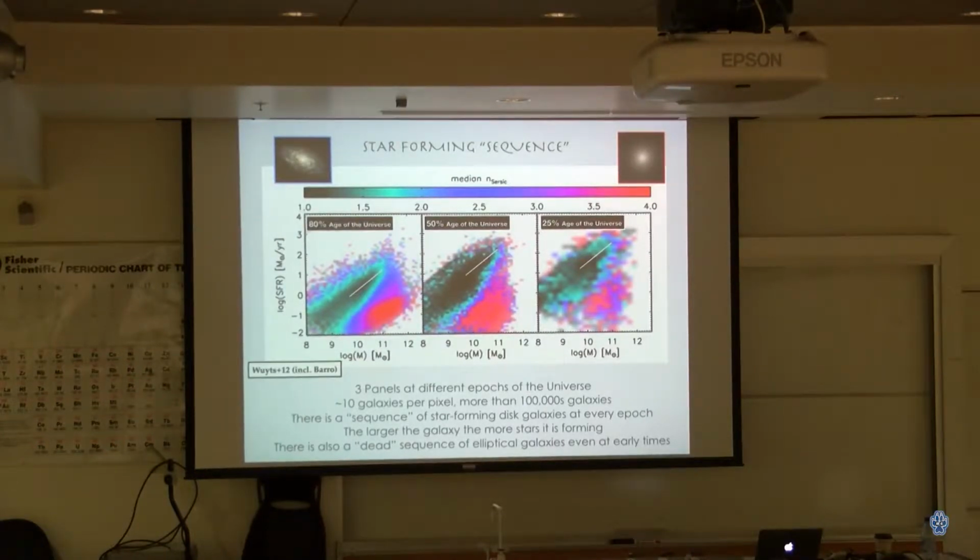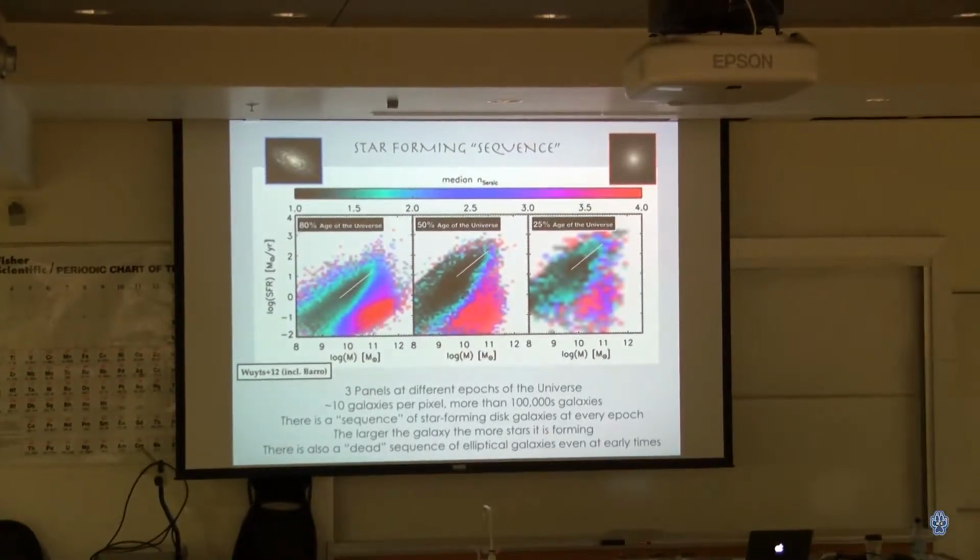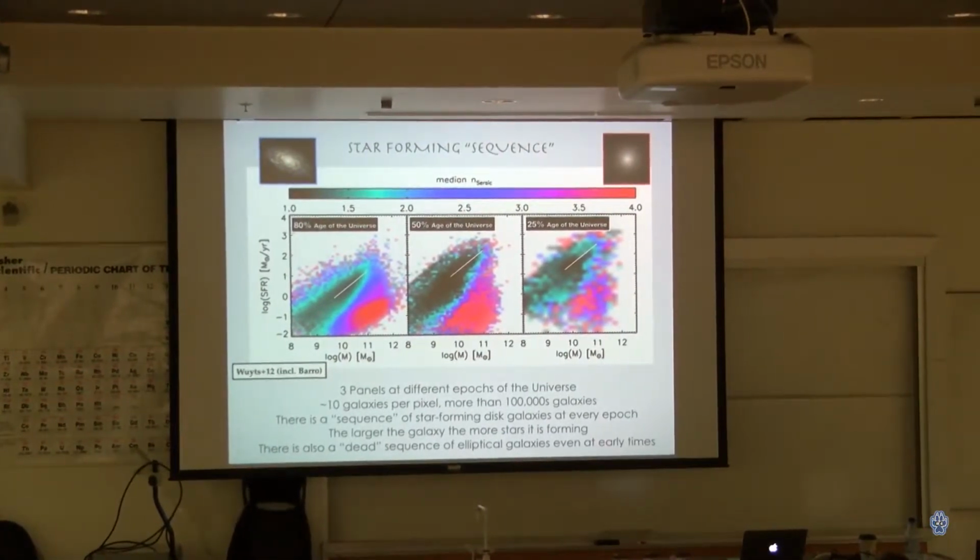Okay? This is a complicated diagram. There's a lot of information. Let me go step by step. Okay? Firstly, you have your y-axis and your x-axis. Okay? There are 3 panels. They are all kind of identical. On the y-axis, you have what we call the star formation rate, which is how many stars the galaxy is making right now. It's just a number. It tells me how active the galaxy is.